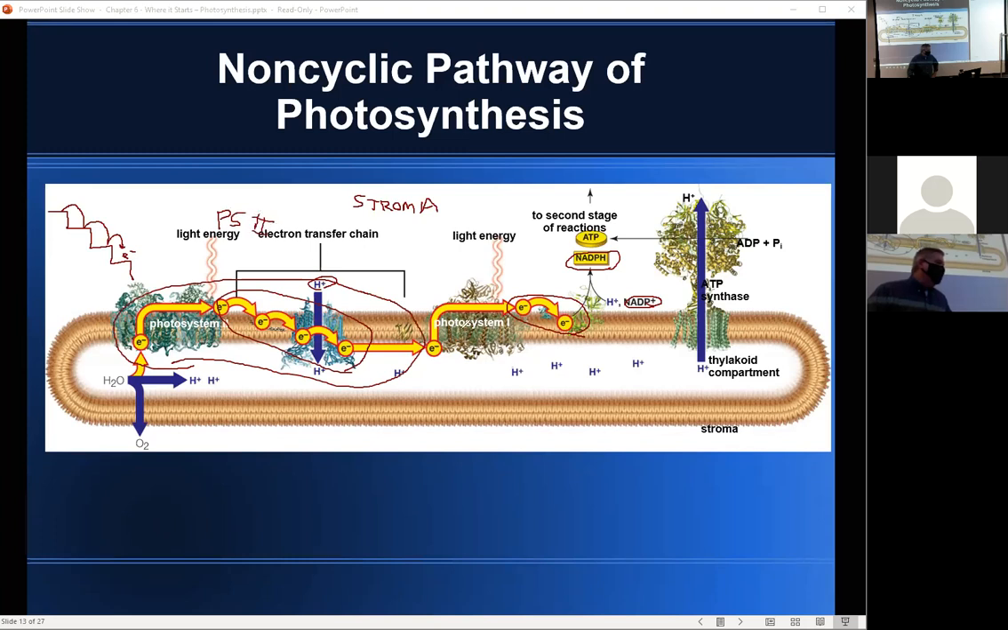Over here we have the light harvesting complex, reaction center, and electron transport chain of photosystem 1. So remember that photosystem 2 comes before photosystem 1. This is photosystem 1.